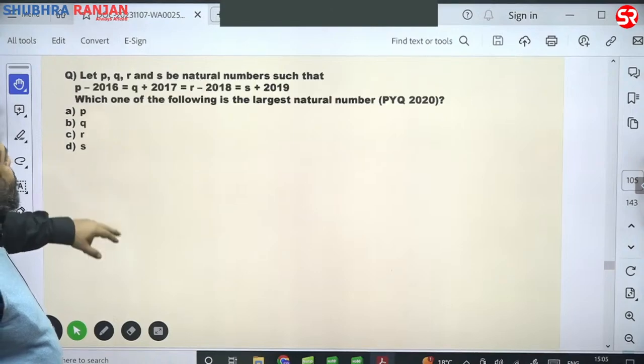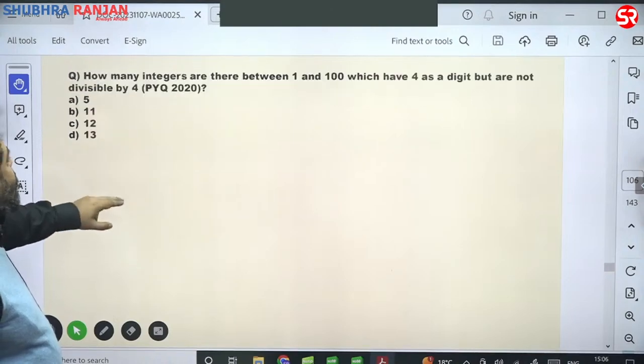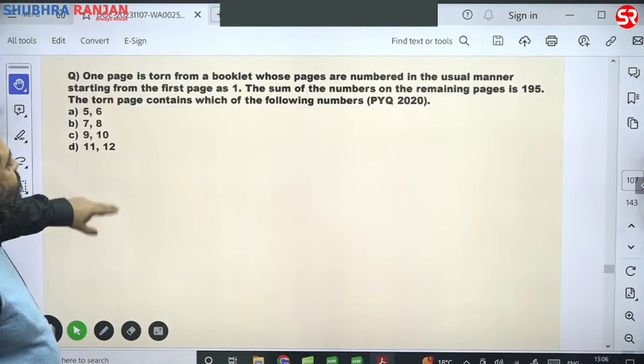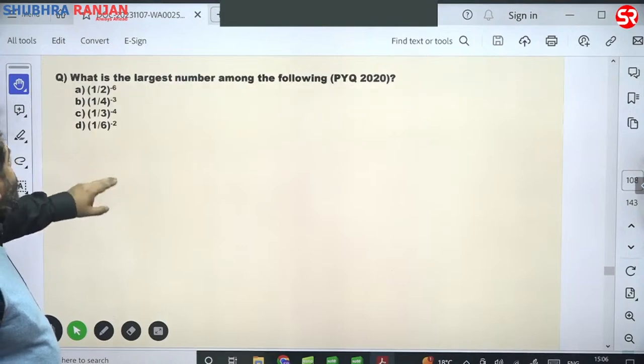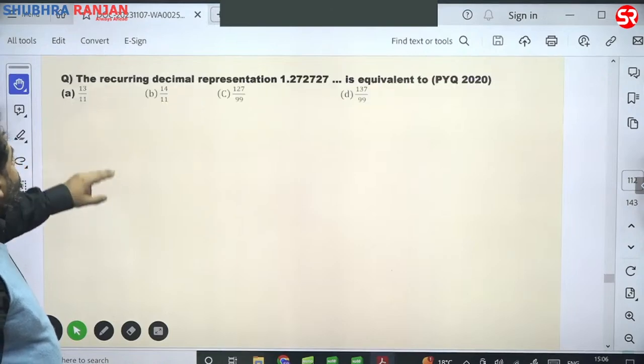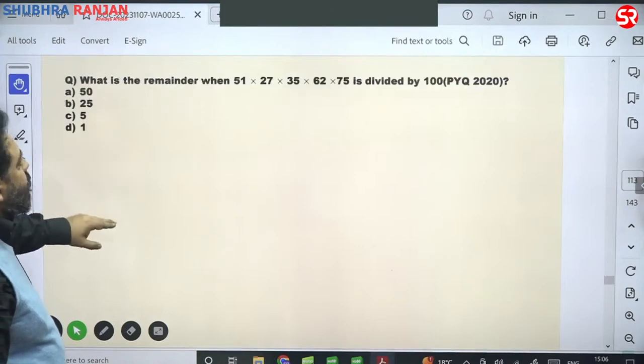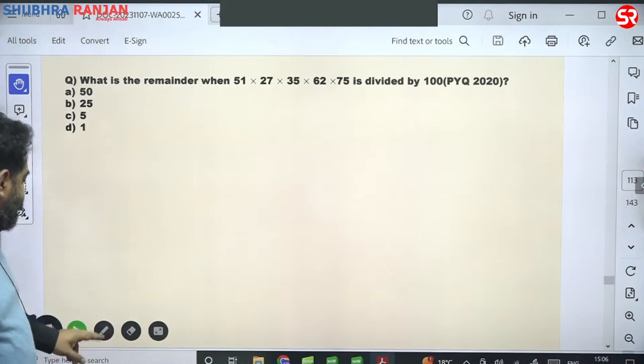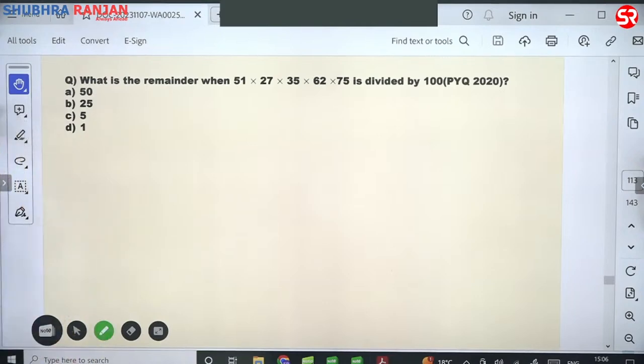We have to do all these questions. Just let me do those questions. Largest number. Here, take this: remainder when 51 into 27 into 35 into 62 into 75 is divided by 100.